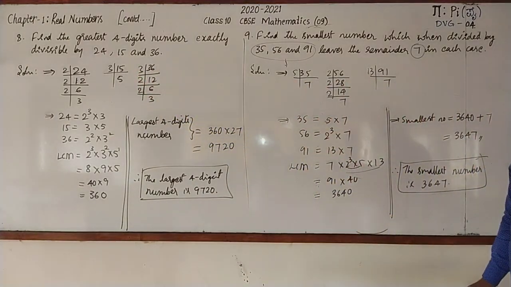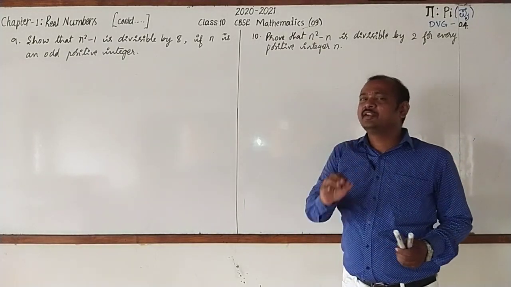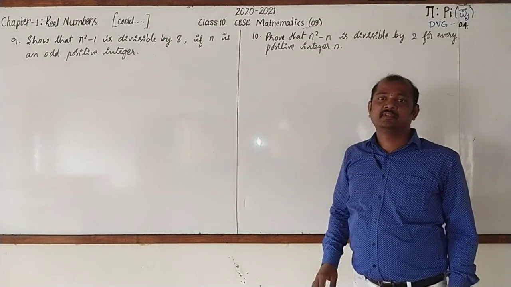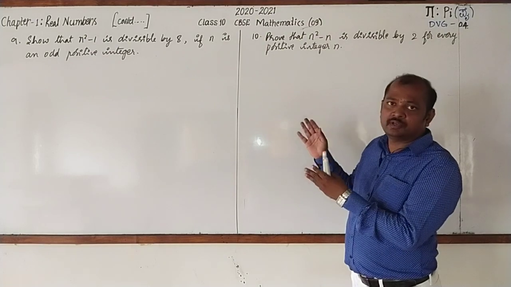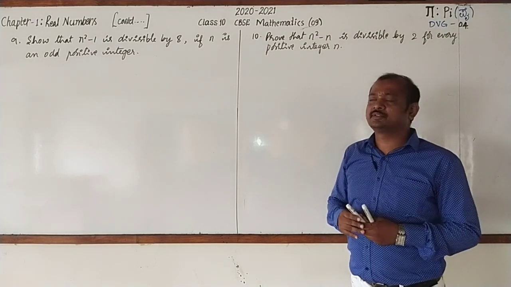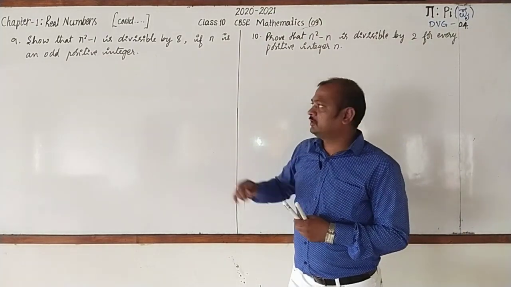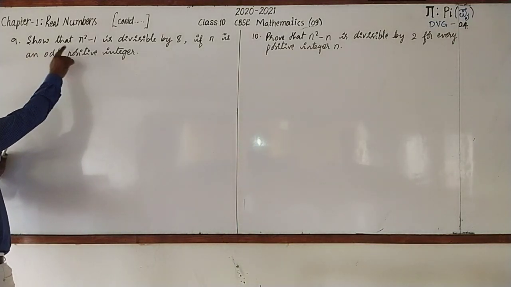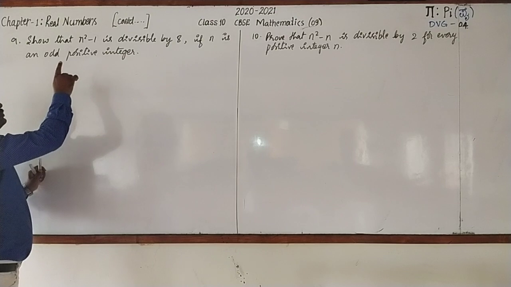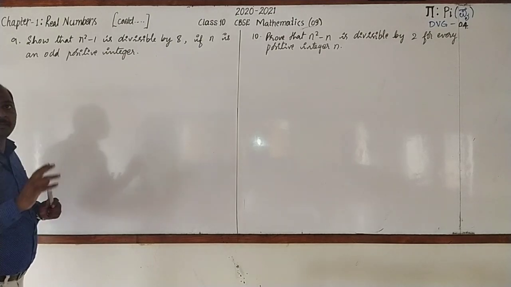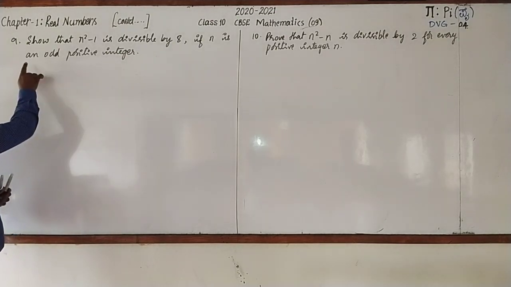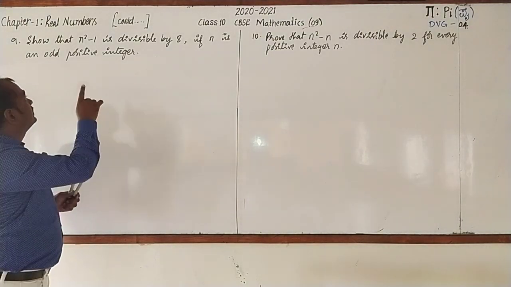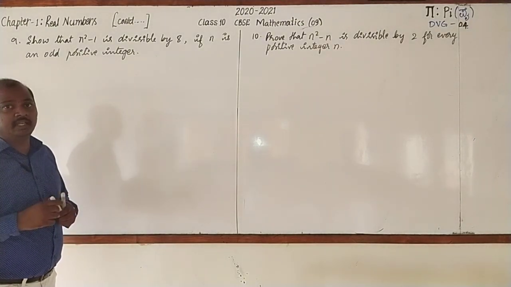Copy. Yeah. Dear students, now we are moving to another important type of problem. Even this type has also been asked in the examination many times. Go through that one by one. First one in that is, actually it is 9th one. Show that n square minus 1 is divisible by 8. If n is an odd positive integer, n square minus 1 is divisible by 8.